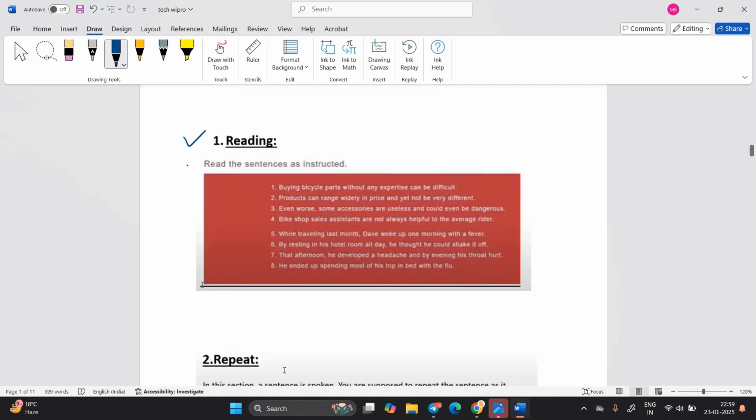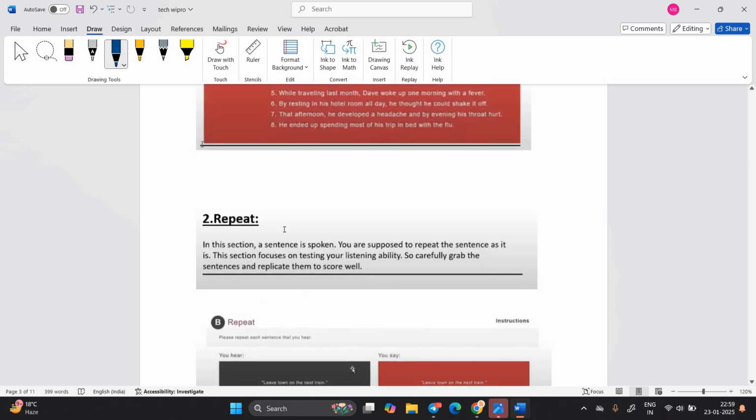The first is reading. You have to read the sentence as instructed. Buying bicycle parts without any expertise can be difficult. Okay. Second section is repeat.